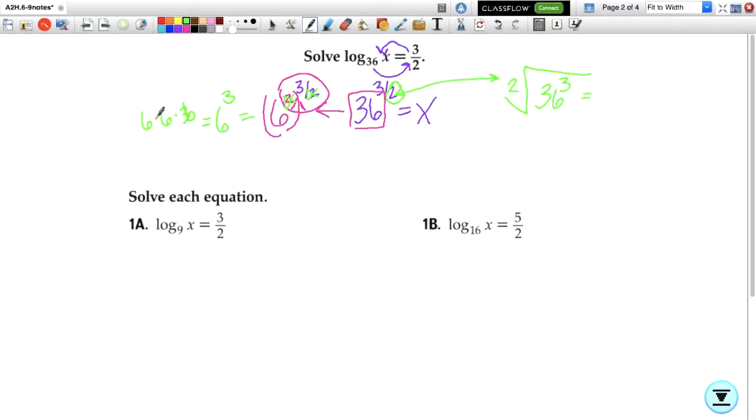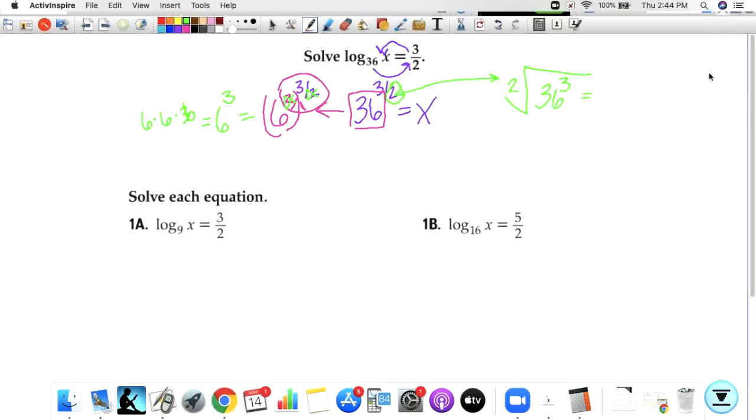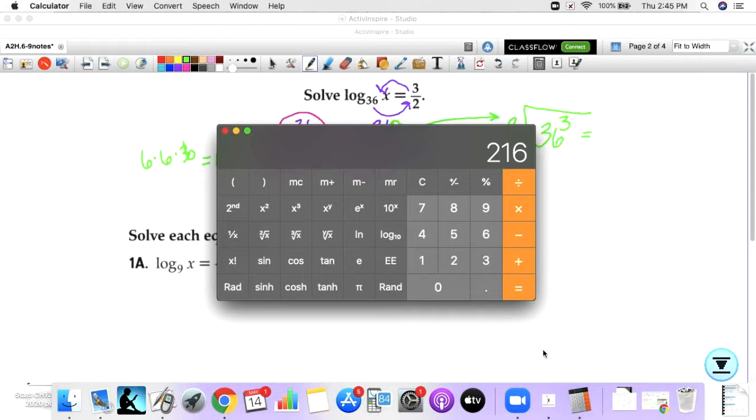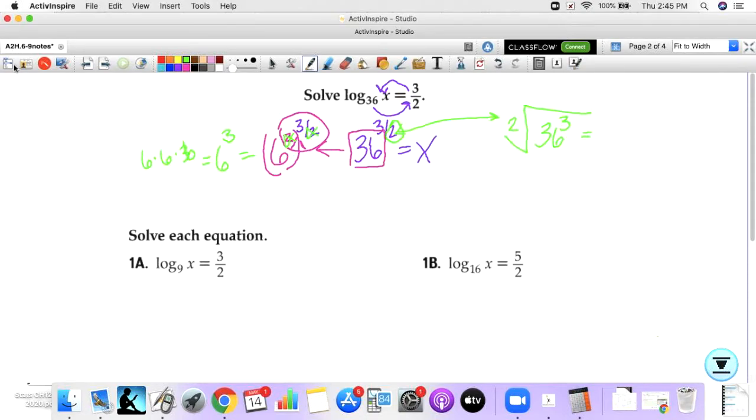Whoa, 6. So I got 36 times 6, which, oh my goodness, I don't know that off the top of my head. If I did, I would be really, really smart. I know I had my calculator. Okay. So 36 times 6 equals 216. So I still ended up having to use my calculator to do the 6 cubed, but this kind of gets at the heart of these fractional exponents and how to simplify them out.